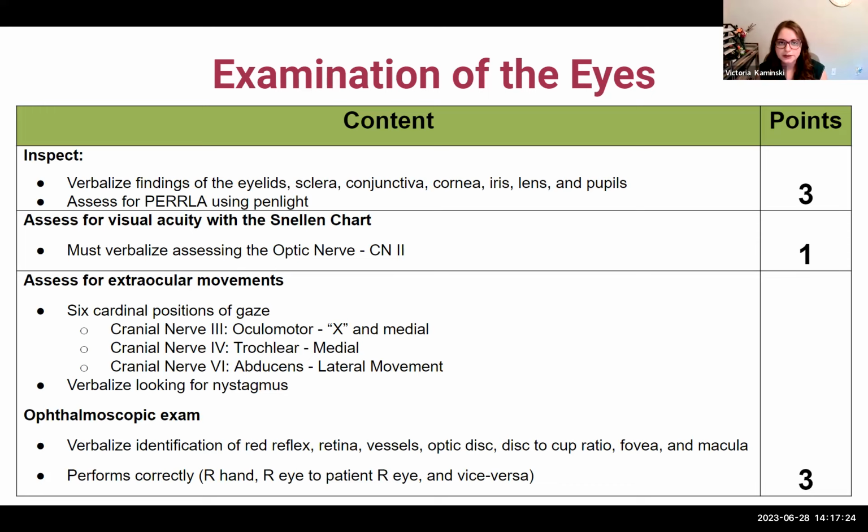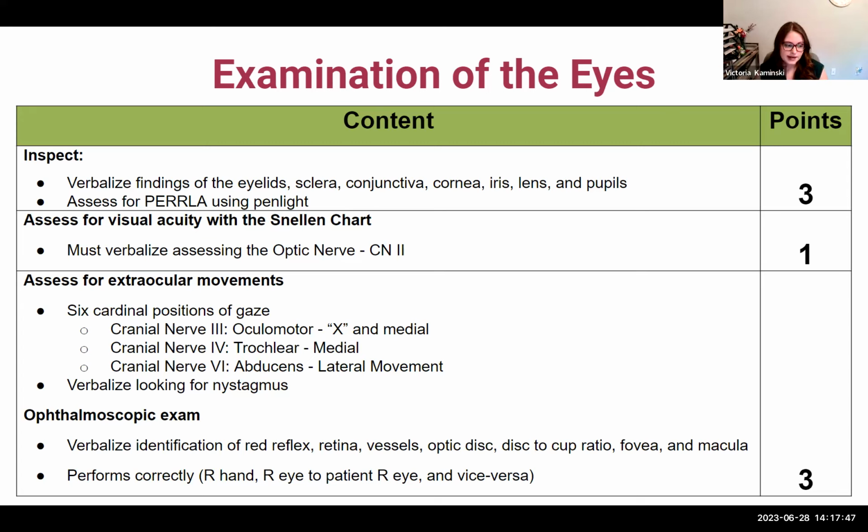So 20/20, 20/25, based on whatever line that they can read. You're going to assess for extraocular movements. So the 6 cardinal positions of gaze, those are cranial nerve 3, your oculomotor, cranial nerve 4, which is your trochlear, and then cranial nerve 6 is abducens. The eye movements that are associated with that are listed for you. You'll learn more about that in week 4.